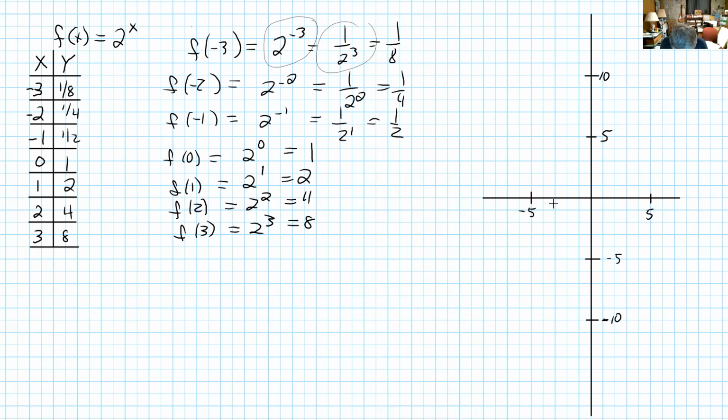When x is -3, y is 1/8, which is about there. When x is -2, we're up to maybe 1/4. When x is -1, we're up to 1/2. When x is 0, y is 1. When x is 1, y is 2. When x is 2, y is 4. And when x is 3, y is 8. And so we get this picture.